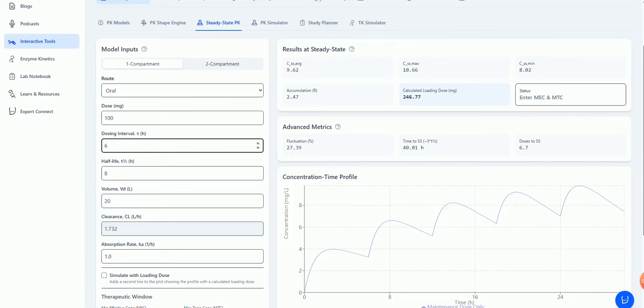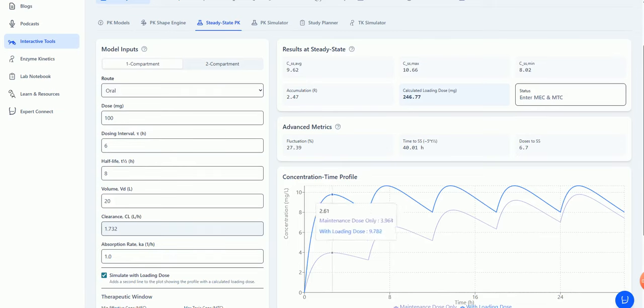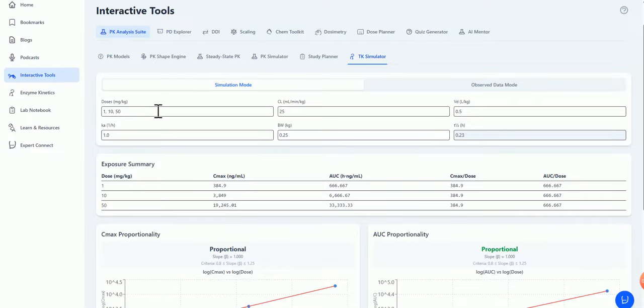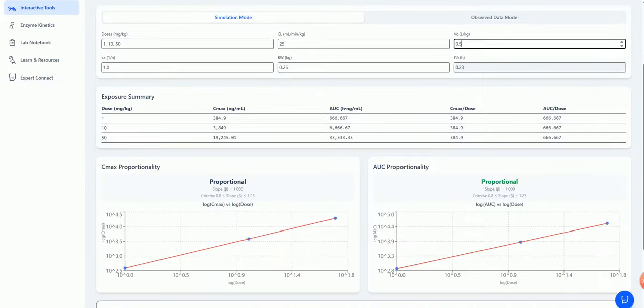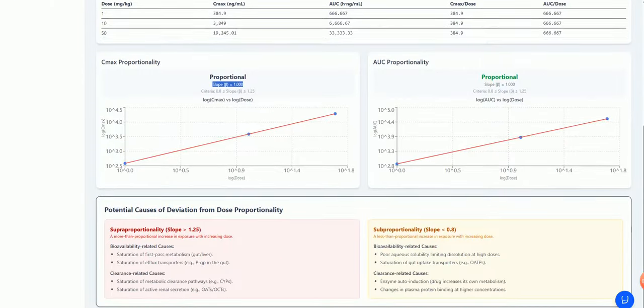To reach therapeutic levels instantly, we can check the Simulate with Loading Dose tool. It calculates the required bolus to hit steady state targets immediately. For safety assessment, we use the TK simulator. We can simulate dose proportionality across 3 dose levels. The tool plots log Cmax and log AUC against log dose. It automatically calculates the slope. If the slope is greater than 1.25, it flags potential saturation of clearance, a critical safety insight.